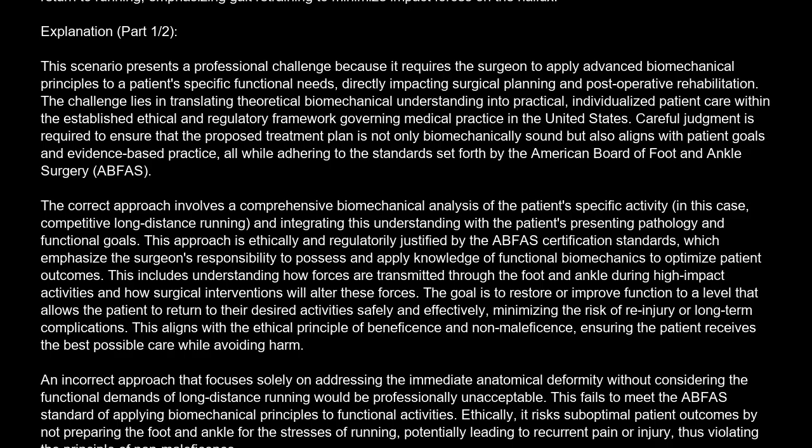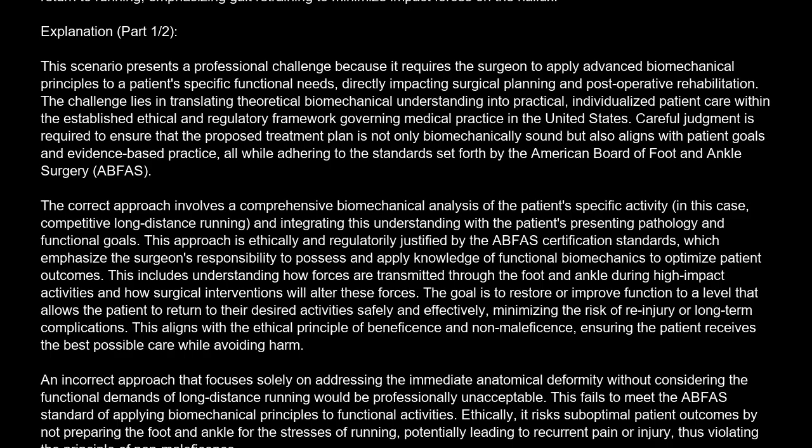This approach is ethically and regulatorily justified by the ABFAS certification standards, which emphasize the surgeon's responsibility to possess and apply knowledge of functional biomechanics to optimize patient outcomes. This includes understanding how forces are transmitted through the foot and ankle during high-impact activities and how surgical interventions will alter these forces. The goal is to restore or improve function to a level that allows the patient to return to their desired activities safely and effectively, minimizing the risk of re-injury or long-term complications. This aligns with the ethical principle of beneficence and non-maleficence, ensuring the patient receives the best possible care while avoiding harm.